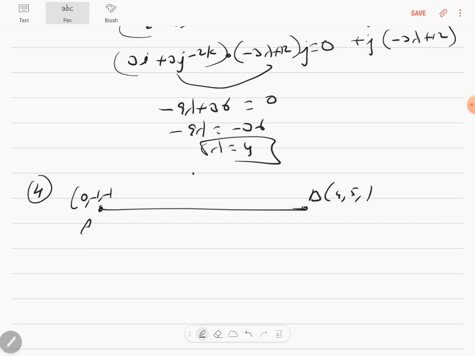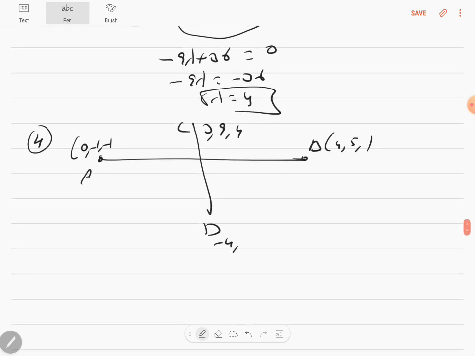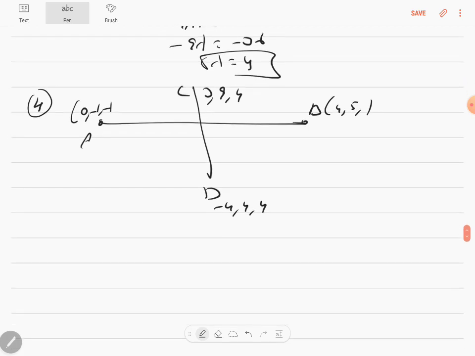Intersects the line through C and D, where C is (3, 9, 4) and D is (-4, 4, 4). Prove that this line intersects with this line. You should have just the same thing. Find x in terms of lambda. So let's form the equation of the line AB.